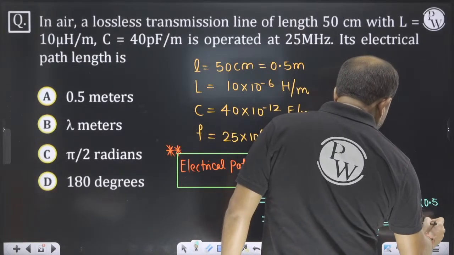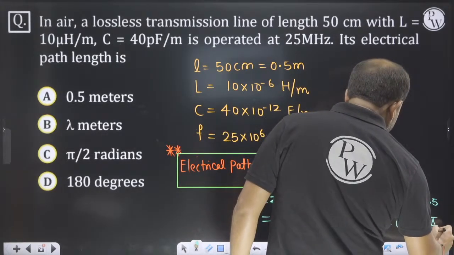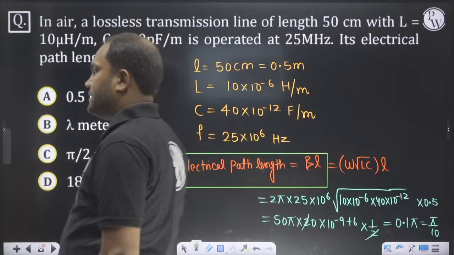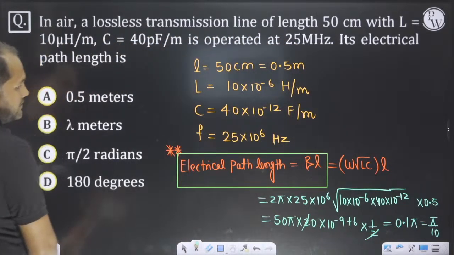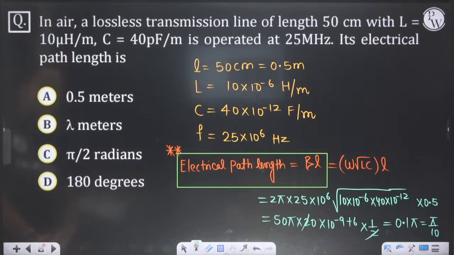0.1 pi. That means pi by 10. So our answer will be pi by 10. Pi by 2 is coming.